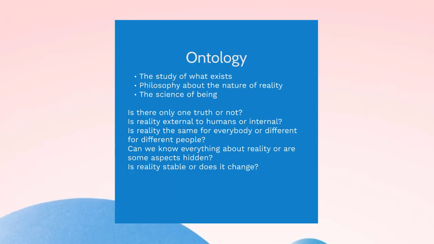Ontology. Bagele Chilisa says ontology is the study of what it means to exist. So ontology is about what is real and what is not real. Our beliefs about what is real and what is not greatly inform our approach to research. For instance, is there only one reality and one truth? Is reality separate from human perceptions or not? Is reality the same for everybody, or is it different between people? Can we know everything about reality, or are some aspects hidden? Is reality stable, or does it change over time? Questions like this are all questions about ontology, or ontological assumptions.